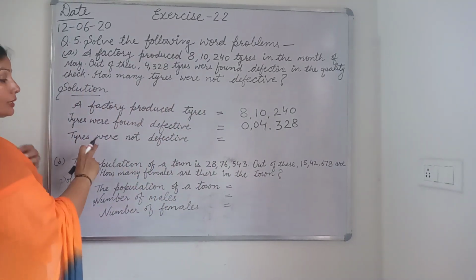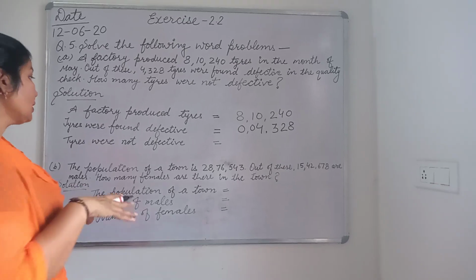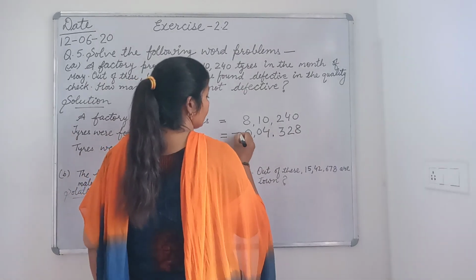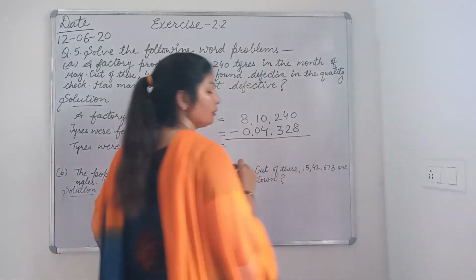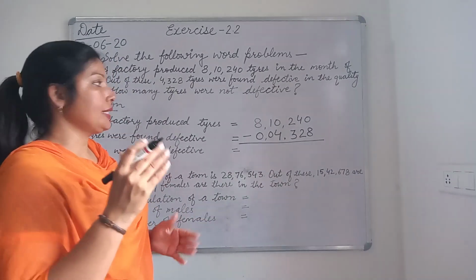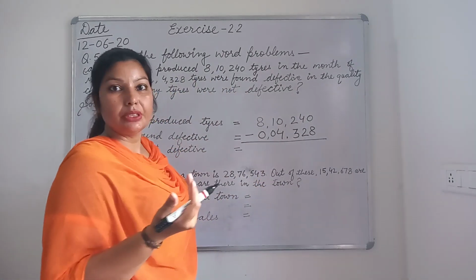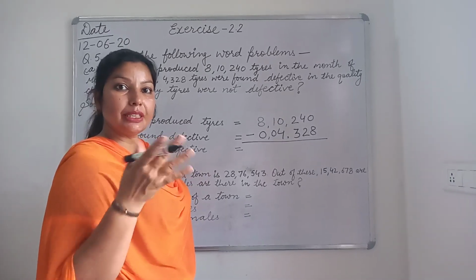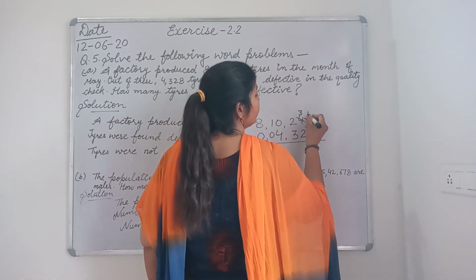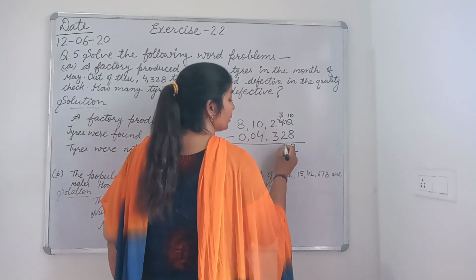So tires were not defective, because we have to find which tires are not defective. For that we will do minus, now we will do subtraction. We start from the ones side. There is 0 and there is 8. We should subtract 8 from 0, but 0 is small and 8 is big, so we will take a borrowing. So there will be 3 and there is 10. Now 10 minus 8 is 2. 3 minus 2 is 1.